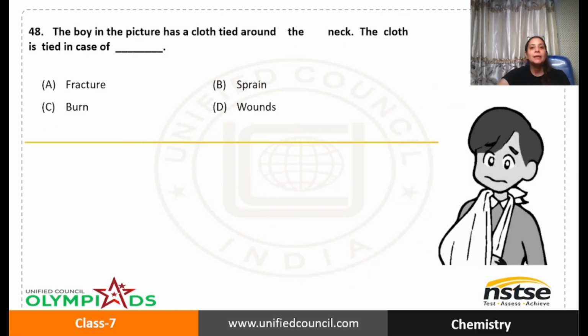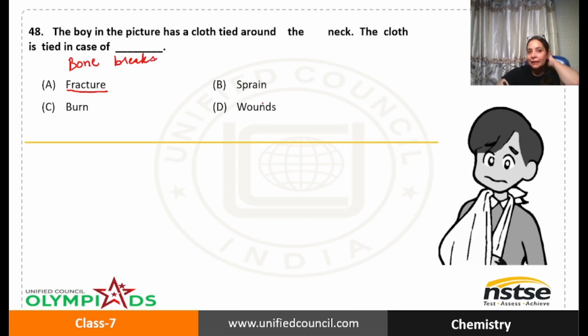Next question. The boy in the picture has a cloth tied around the neck. Yes, we can see it. The cloth is tied in case of a fracture, sprain, burn or wound. So we need to identify what exactly it is. Now here you can see that we have four options. Let me introduce you to these terms. What is a fracture? A fracture occurs when any bone completely or partially breaks. When any bone partially or completely breaks, then a fracture occurs.